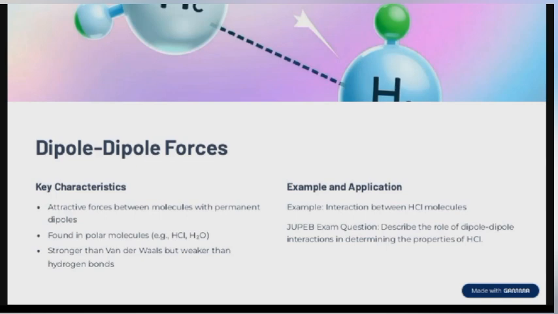An example of this is the interaction between hydrogen chloride molecules. In a hydrogen chloride molecule, we have hydrogen being the positive end and chlorine being the negative end. When you have several hydrogen chloride molecules, the positive end, the hydrogen, will always keep trying to mingle with the negative end, and the negative end, chlorine, will always be trying to mingle with the positive end of another molecule. This continuous attraction between one molecule and another is called the dipole-dipole force of interaction, or molecular force of interaction.